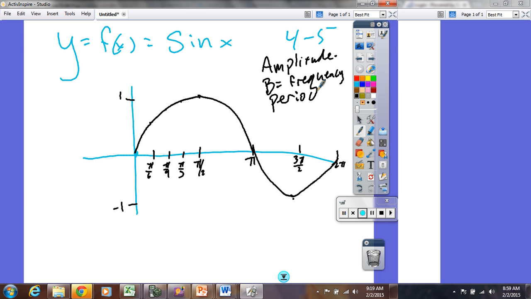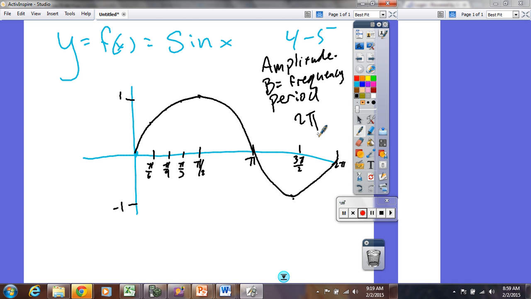And notice the distance of our period on sine is 2 pi. That is the distance of one complete cycle. Okay? Hopefully I didn't offend anyone. If I did, come talk to me later. I apologize wholeheartedly, which I'm doing right now.